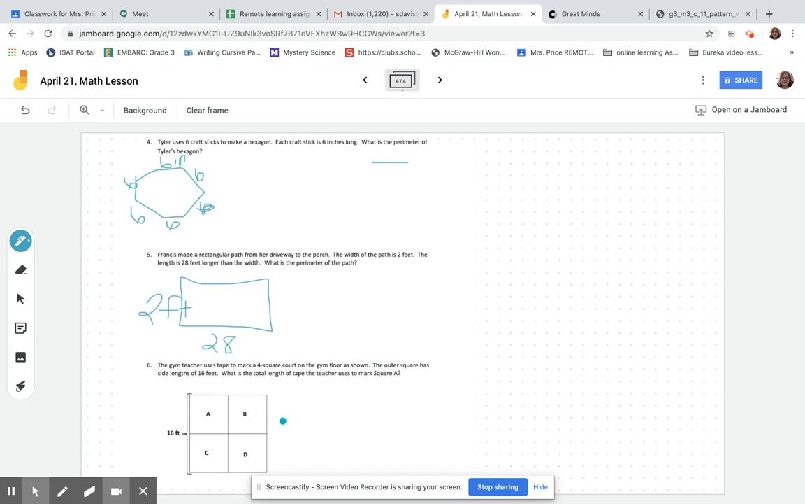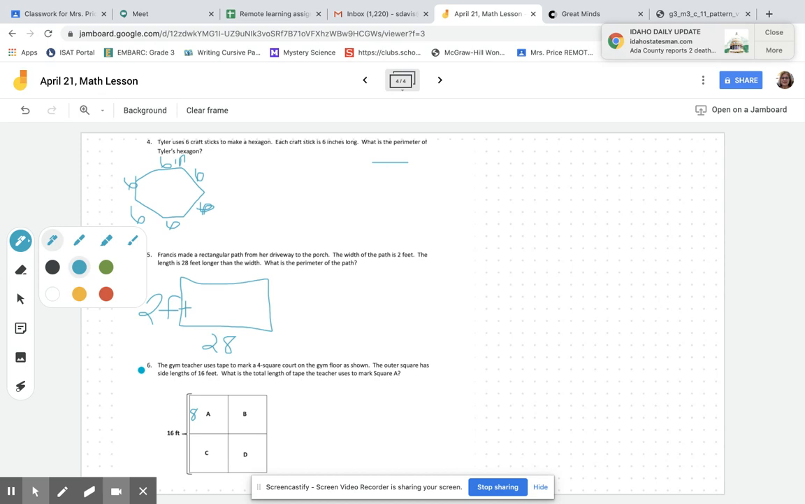And number 6, the gym teacher uses tape to mark 4 square courts on the gym floor as shown. The outer square has side lengths of 16 feet. What is the total length of tape the teacher uses to mark square A? Well, if we're just marking square A, the whole thing here is 16, but half would be 8. And she wants to know what the whole thing is for square A.